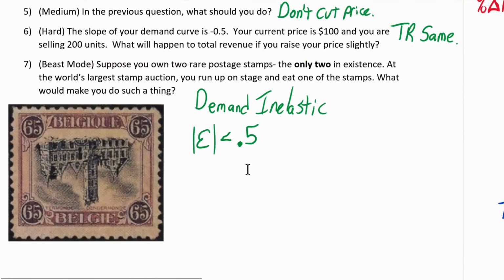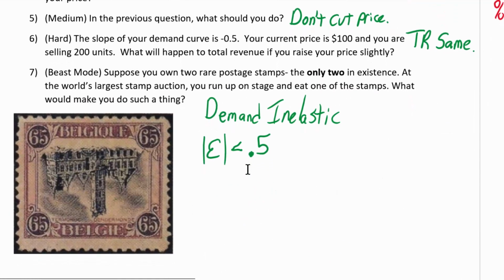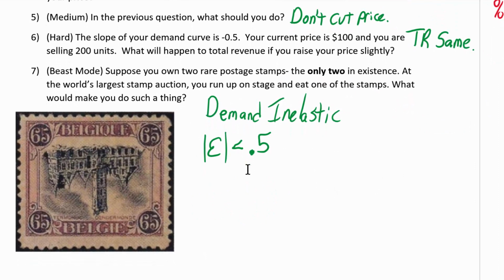All right, last question, beast mode. So you're at an auction and you have 2 stamps for sale. Right before the auction, you run up and eat one of the 2 stamps. Why would you want to do this? Well, the answer is you think that demand is very inelastic. Your elasticity coefficient in absolute value would have to be less than 0.5.